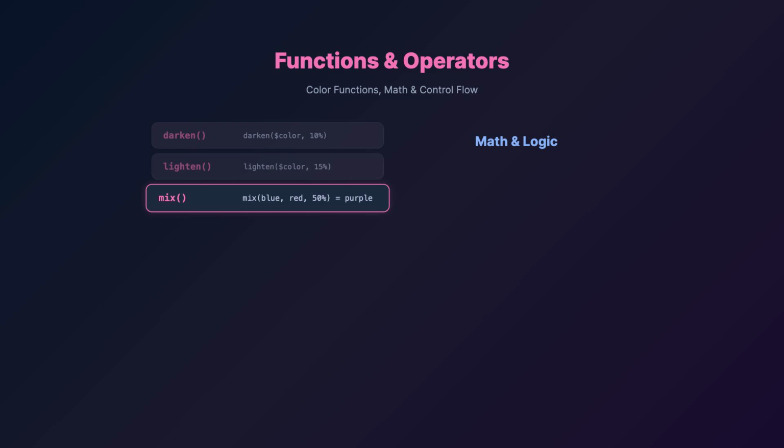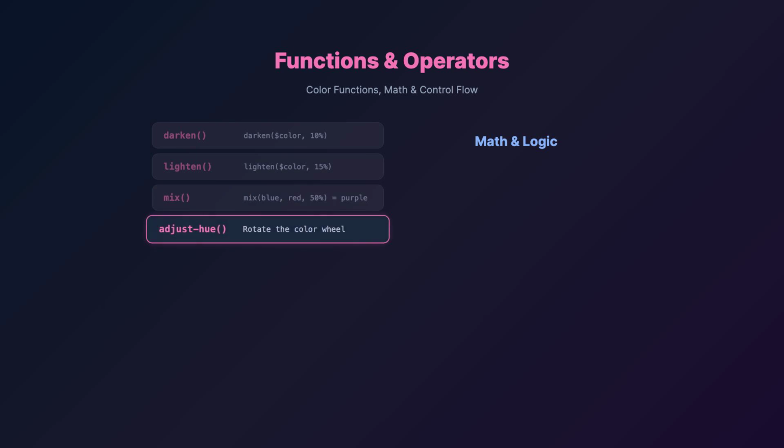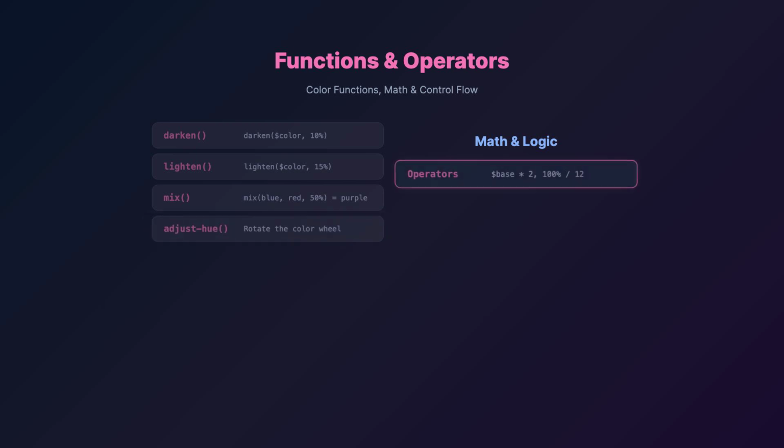Mix blends two colors. mix(blue, red, 50%) gives you purple. Adjust-hue rotates the color wheel. adjust-hue($color, 45deg). These functions let you build entire color palettes from a single base color.